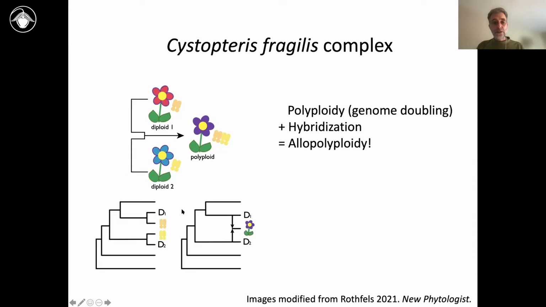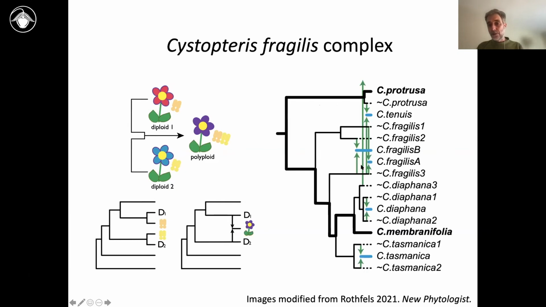And what this can do is it can make a new lineage, a new species that is perhaps intermediate between its parents, but is itself its own distinct thing. And it can be quite hard to tell either from morphological data or from molecular data what has really happened here. And if we do this in Cystopteris, for example, all of these green lines are these sorts of hybridization events.